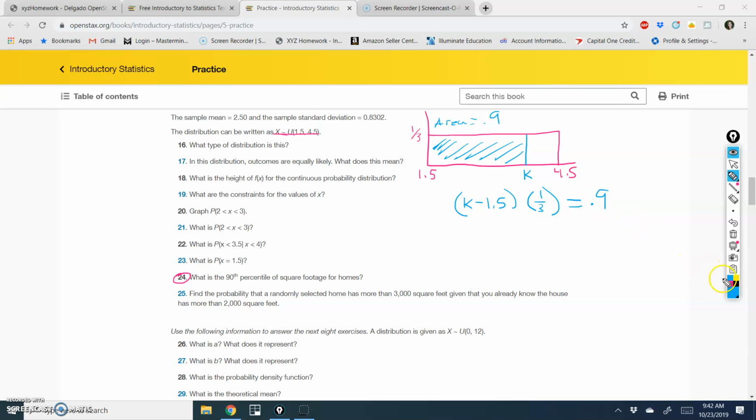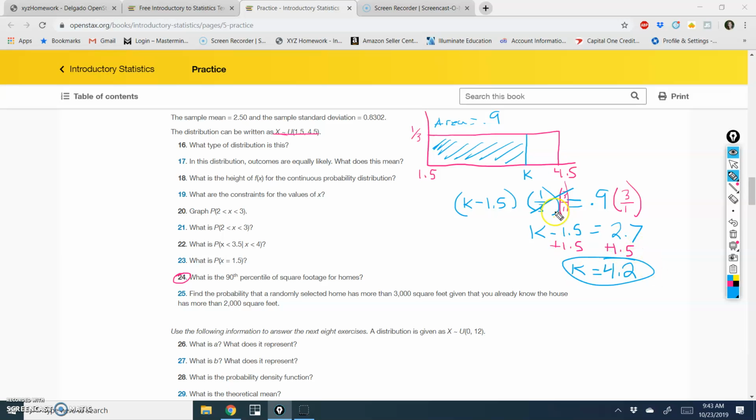Okay, let's go through it. How do we get rid of the 1/3? How do we ever get rid of a fraction? We multiply by its reciprocal. So this gets multiplied by 3, and this also gets multiplied by 3. So these cancel, and I just get k minus 1.5. 0.9 times 3 is 2.7. Now I'll get rid of the 1.5 by adding it to both sides. And we finally figure out that k is equal to 2.7 plus 1.5, which is 4.2.